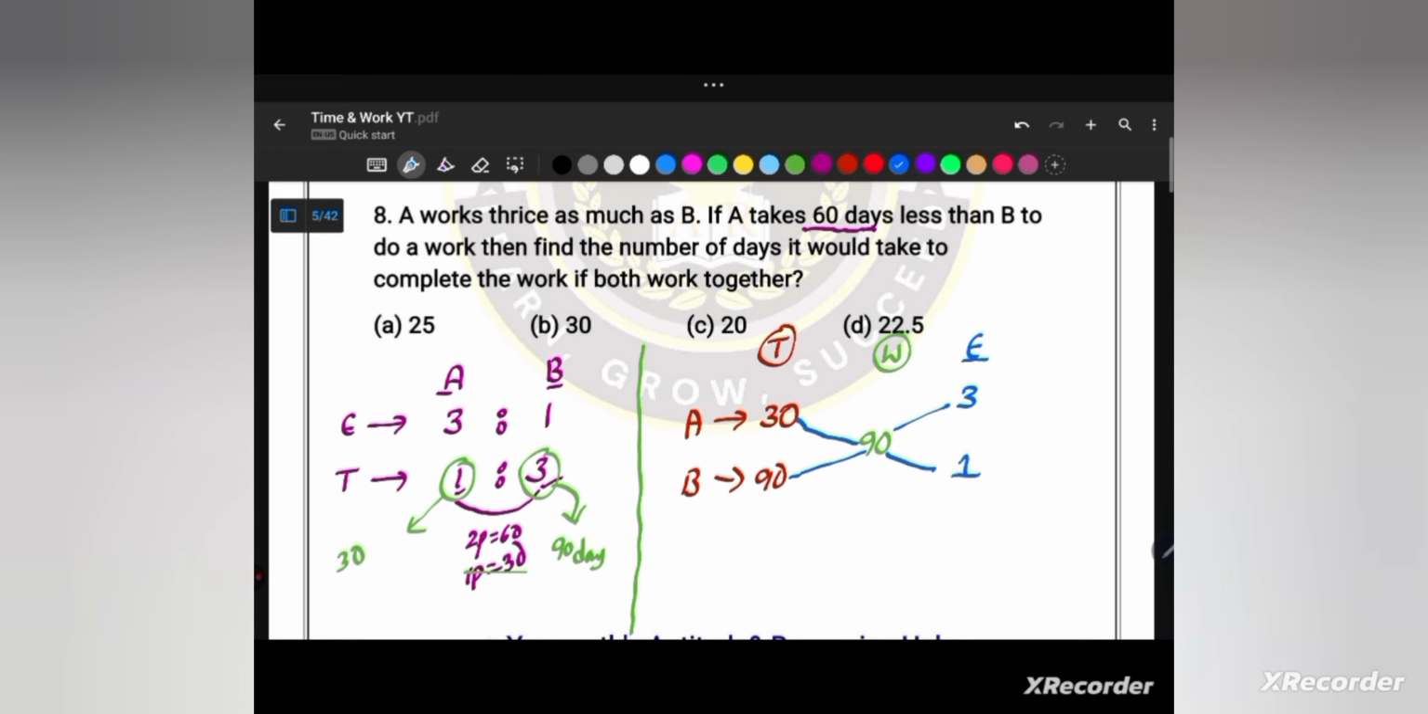Now he is asking to find the time if they are working together. Simply we need to add the efficiency. 3 plus 1 will be 4 units. Now the time when they are working together will be equal to work by efficiency. What is the work here? 90 units. Coming to the overall efficiency, it is 4 units. So it will be 90 by 4, which is 22.5. So we can mark option D for this question.